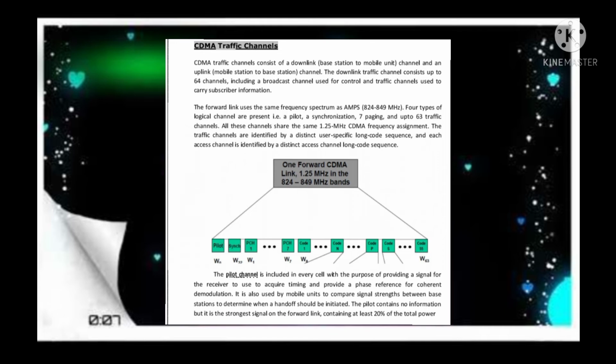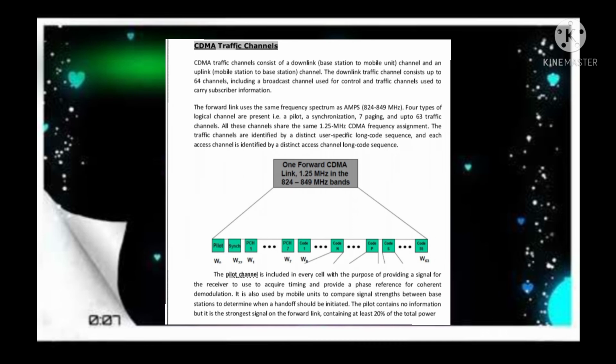CDMA traffic channels. CDMA traffic channels consist of a downlink, which is the base station to mobile unit channel, and an uplink, which is the mobile station to base station channel. The downlink traffic channel consists of up to 64 channels, including a broadcast channel used for control and traffic channels used to carry subscriber information. The pilot channel is included in every cell with the purpose of providing a signal for the receiver to use to acquire timing and provide a phase reference for coherent demodulation. It is also used by mobile units to compare signal strengths between base stations to determine when a handoff should be initiated.